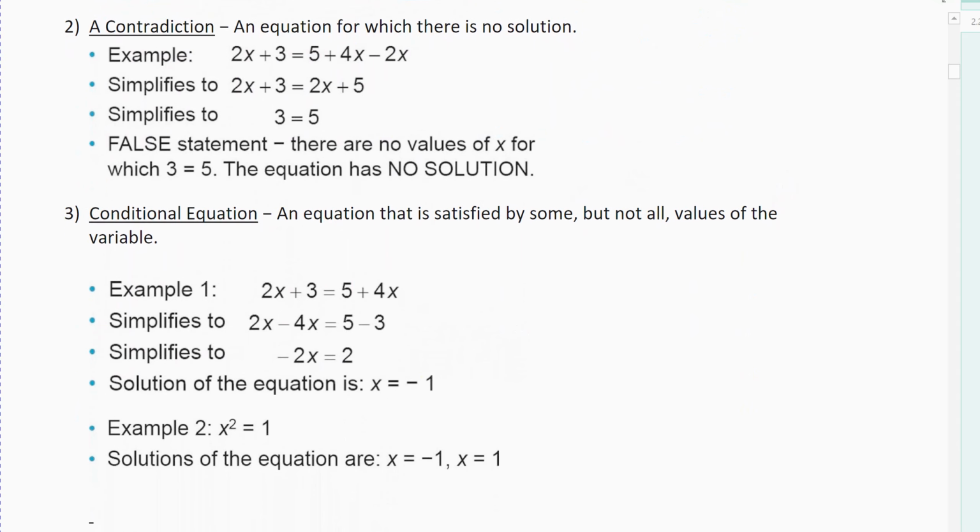It's perfectly fine to say there's no solution. That's the second special case. It's called a contradiction equation. It's whenever you get an equation where you get a false statement out.